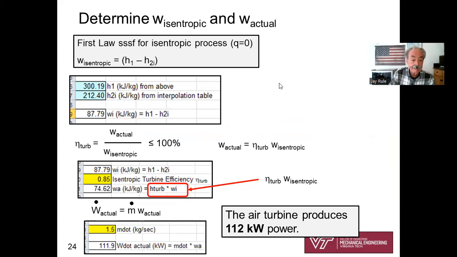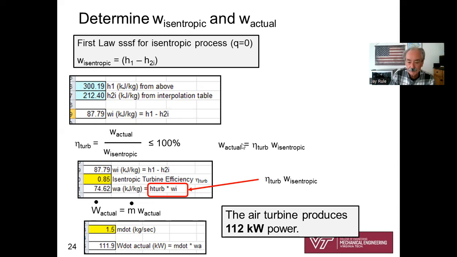Okay, so we're going to move ahead. Isentropic, so we just determined h2i is 212.4. h1 we already looked up. So the isentropic work using the first law, this is not just a formula. This is first law for an adiabatic process, Q is 0. And that's it. First law, steady state, steady flow, one inlet, one outlet. w isentropic is h1 minus h2i, 87.79.